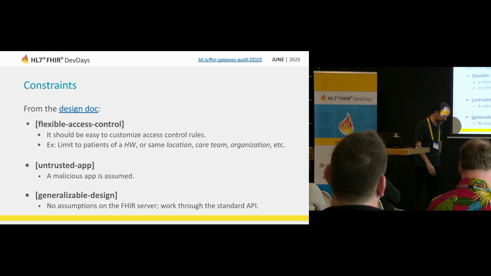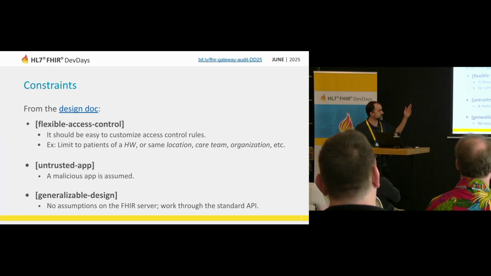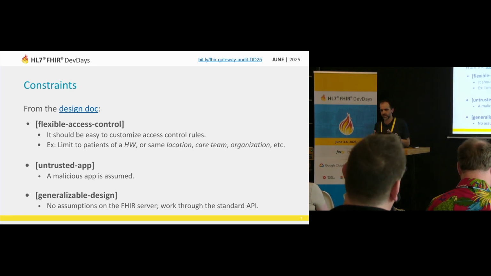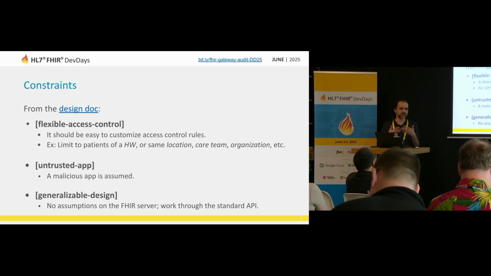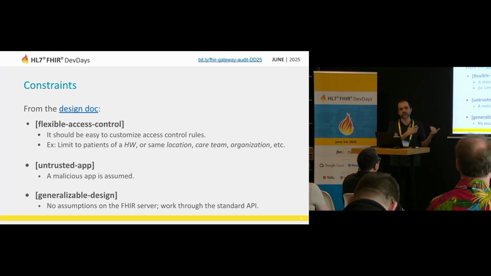So from the design doc, again, these links and everything are on GitHub and available. Some of the principles from the early design doc: one was that we wanted flexible access control. So it should be easy for people to implement their access control logic. That's why we have a plugin architecture for the core access checker. We don't want to make any assumption about the app. So everything is about the token. Anybody who has the token should be able to do anything within the limits of the token. We don't make any assumptions about that. It could be a bad app actually.